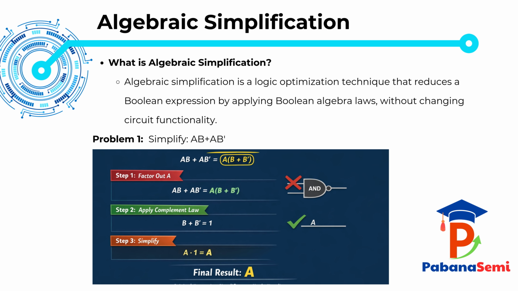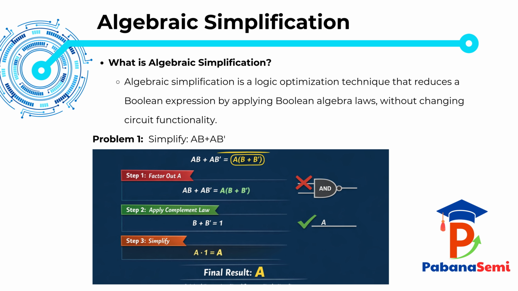Absolutely. Let's dive into the concept of algebraic simplification, shall we? With a straightforward example, we can grasp its principles. Algebraic simplification, what is it? It's a technique, one of logic optimization, that's utilized to streamline a Boolean expression. By employing the laws of Boolean algebra, we can achieve this reduction, all without altering the circuit's functionality. Isn't that fascinating?